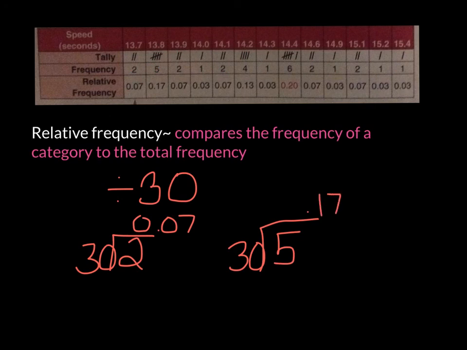0.17. So when you're doing the relative frequency, you compare the frequency of a category to the total frequency. So here's your frequency of the category, and you'd have to add all of these up in order to get the total frequency. So make sure that you go over any parts of the notes that you need to before heading off and doing today's lesson.